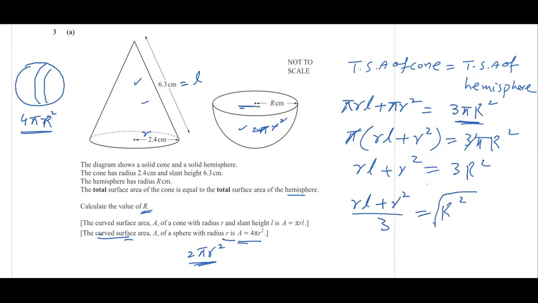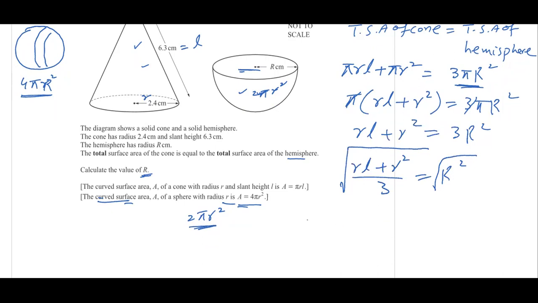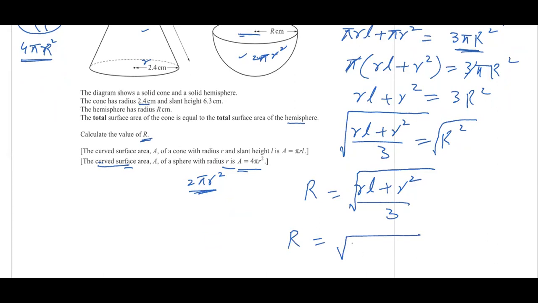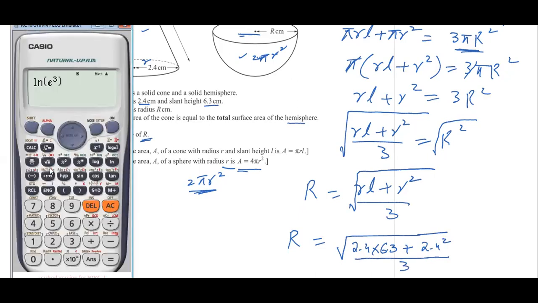Take the square root on both sides. So finally I made the formula for R. So R will be the square root of RL plus R square over 3. Okay, put the values. r, the radius of the cone, is 2.4. Multiply the slant height, this is L, 6.3. Plus R square, 2.4 square, divided by 3.